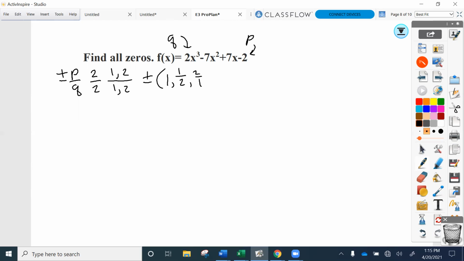or you could get 2 over 2, which is the same thing as 1, so we don't need to list it twice. So those are our possible P over Q values. Let's try something easy. Let's try 1 to see if we get 0. So it'd be 2x cubed minus 7x squared minus 2, where we're trying to see if 1 is a solution. Put that in your calculator and you would indeed, oops, I'm forgetting something.